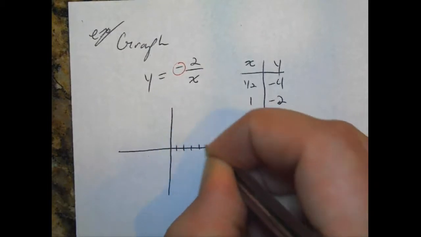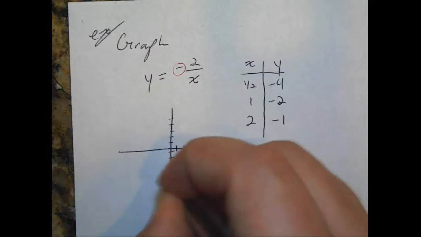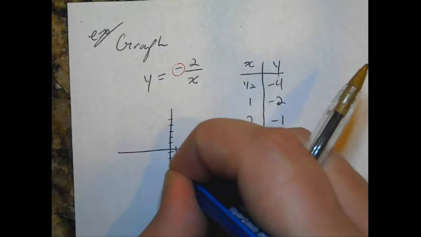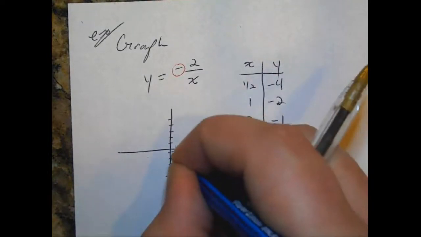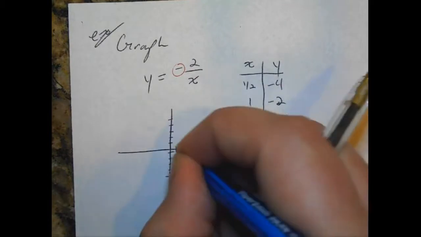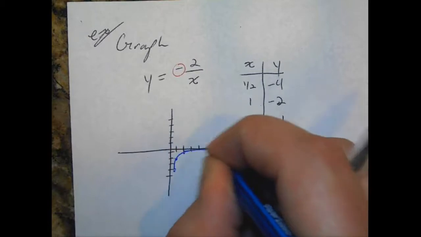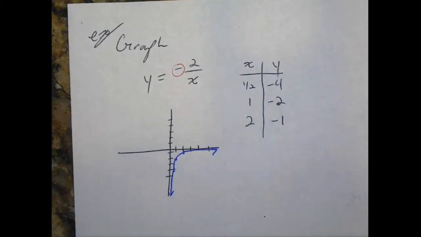1, 2, 3, 4, 5. All right. So for the graph of this thing, I had 1/2, -4. So I have about right there. And then I have 1, -2, so I have about right there. And then I have 2, -1, so I have about right there. So this is similar to our other one, but it is just growing a lot faster.